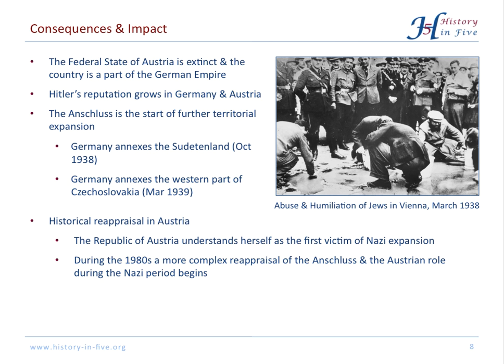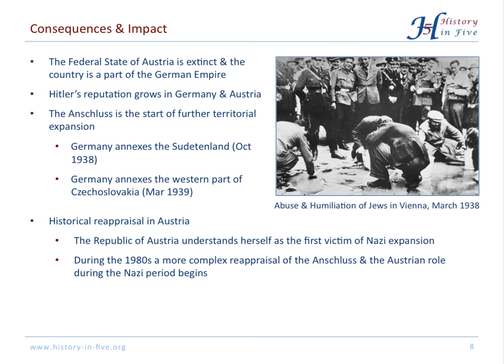The federal state of Austria did not exist anymore. Austria was now a part of the German Empire. Hitler's reputation grew in Germany and Austria, and the Anschluss was the start of further territorial expansion of Germany. Germany annexed the Sudetenland in October 1938 and the west of Czechoslovakia in March 1939.